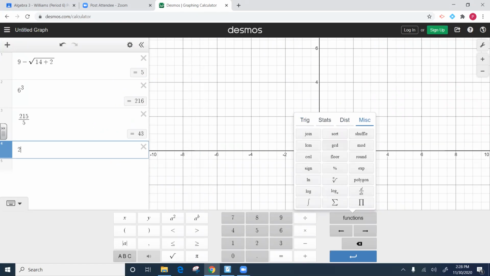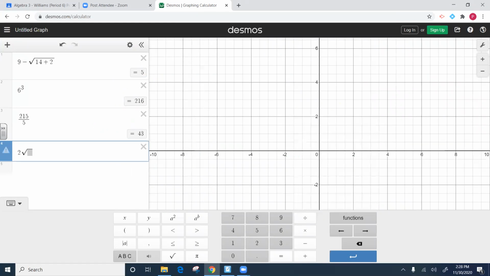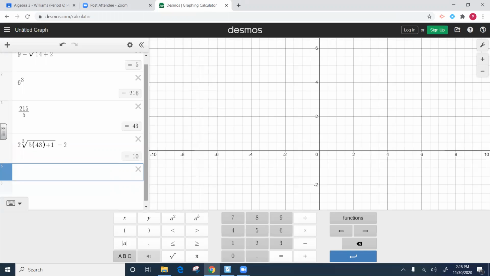it's over here under miscellaneous. This allows me to put in any type of root right here. So this one, cube root, and then inside the cube root, we have 5 times 43, whoops, 5 times 43 plus 1. Then outside of the radical, so using the side arrow, I have a minus 2. Okay, so plugging that all in, notice we get a 10.